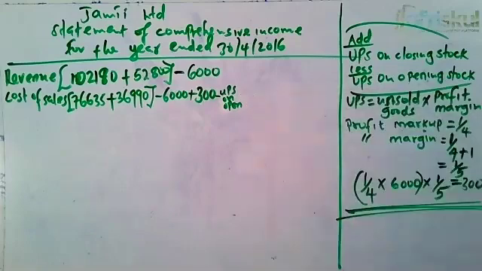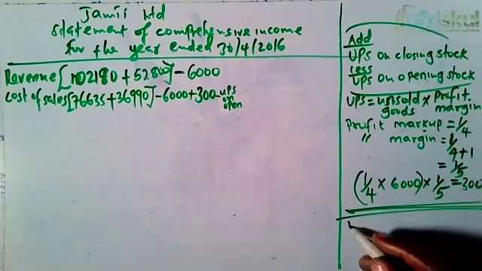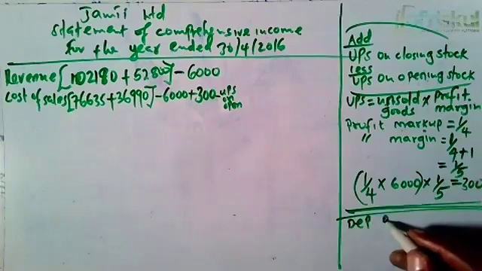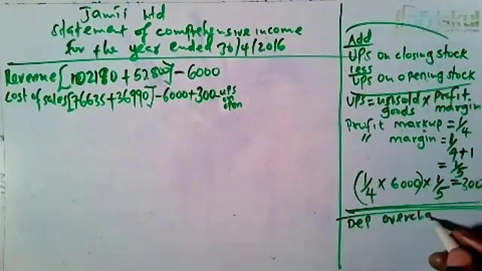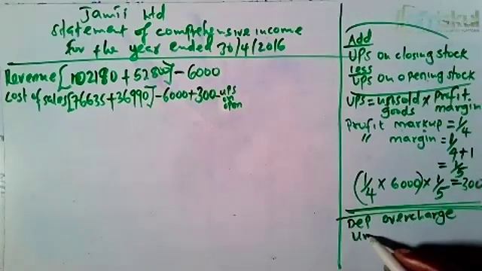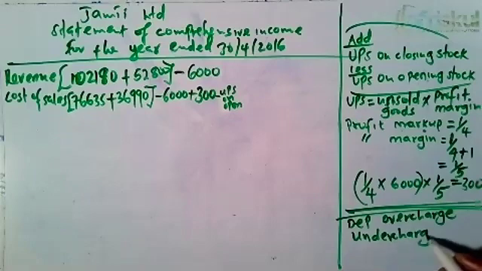Then the next thing you need to consider is depreciation overcharge and undercharge. Depreciation overcharge, you subtract. Depreciation undercharge, you add to the cost of sales.